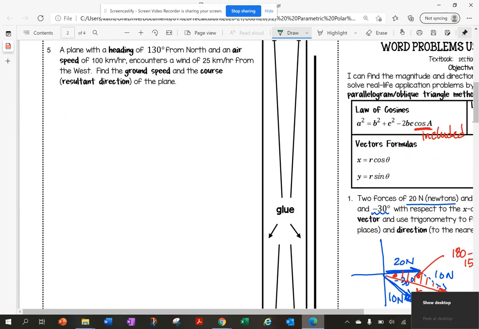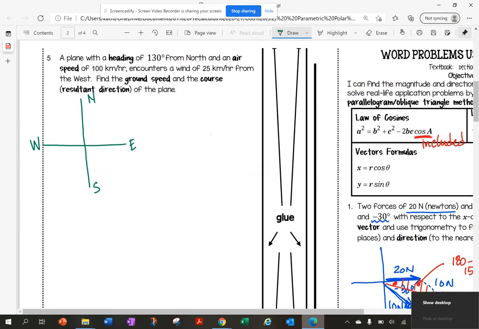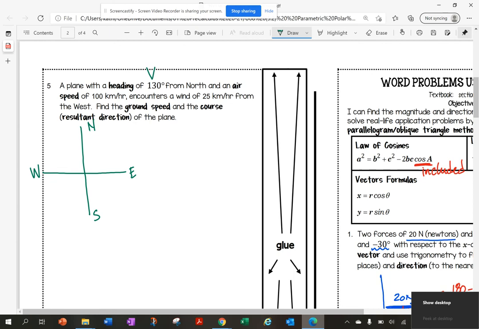All right, so again, I'm going to draw. We've got north, south, east, and west. I'm heading 130 degrees from north. So 130 degrees from north is 90 degrees plus 40 degrees. North is 0 degrees, so here's 90, and here is 40 degrees. Okay, and I'm going 100 kilometers per hour.